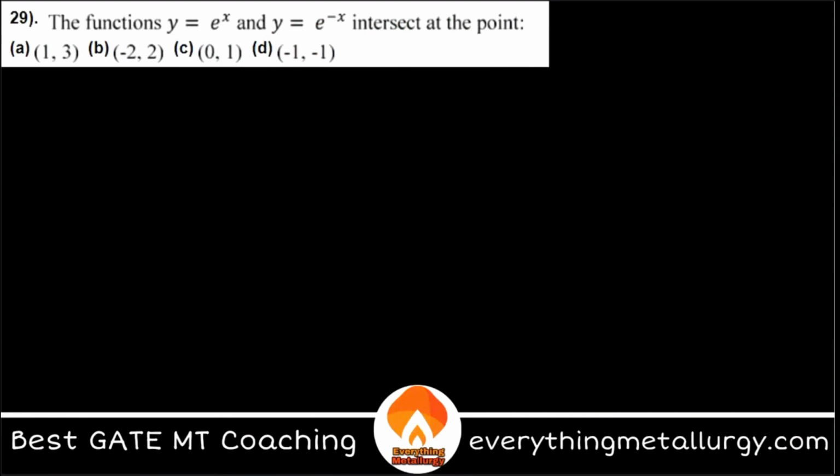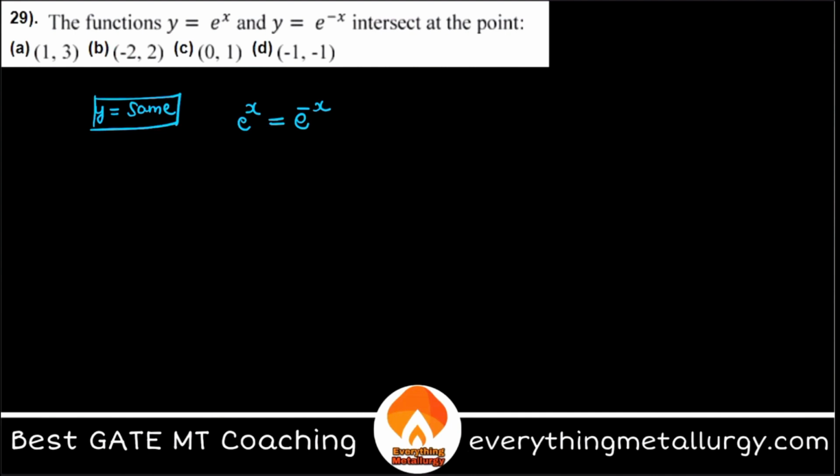The functions y equal to e power x and y equal to e power minus x intersect at a point. It's pretty simple, no need to go for the graphs and all. Why? Because when two curves intersect, y is the same for both cases, the function value itself will be the same. So at the intersection, e power x should be equal to e power minus x, and we know this pretty well. This is a theorem which we have studied long ago in school.